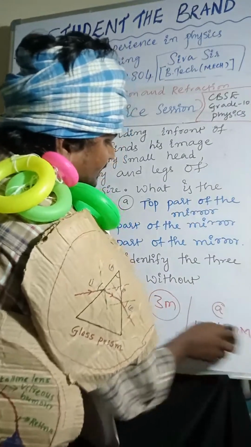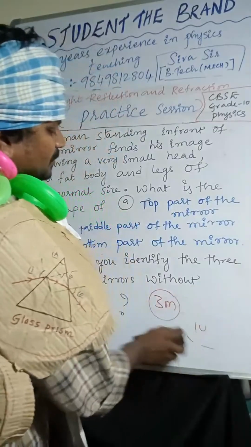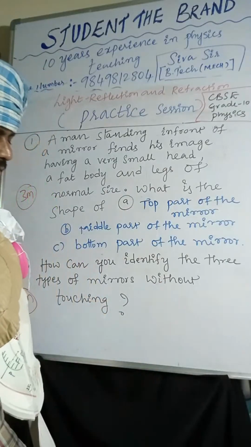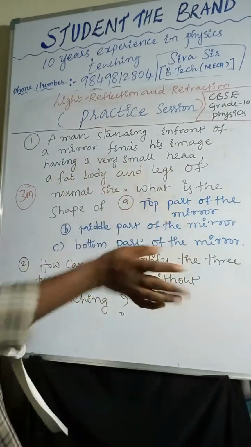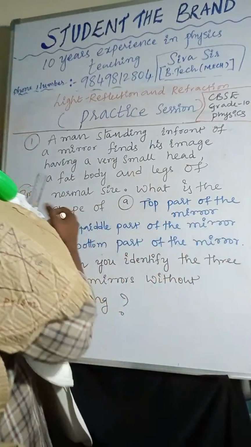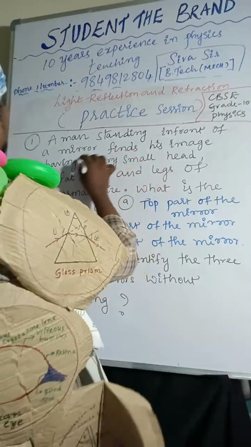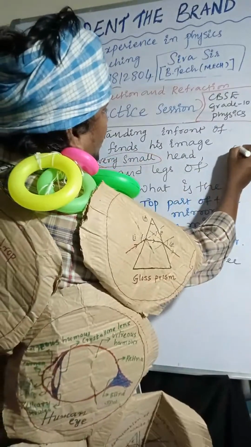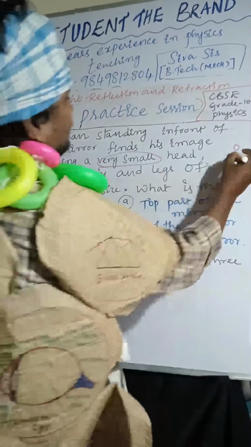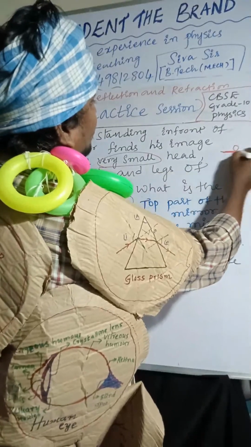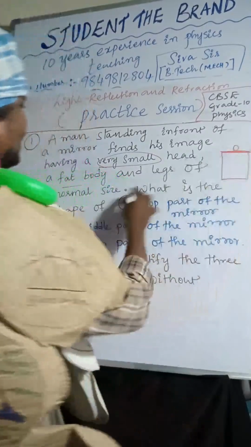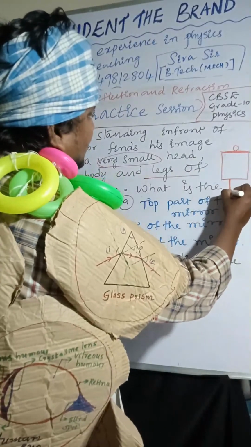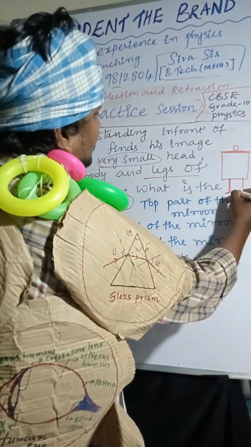That's the reason. We can get similar questions in previous papers also. These two questions and the previous question are mostly similar, but the way of asking is different. So a man standing in front of the mirror finds his head very small, a fat body, and legs of normal size.